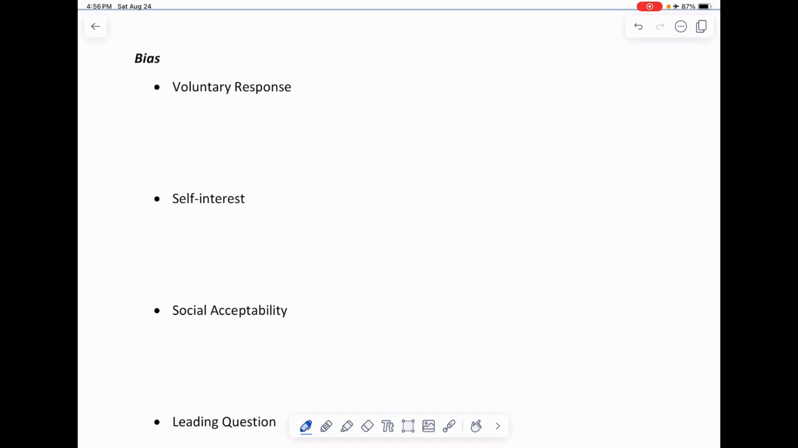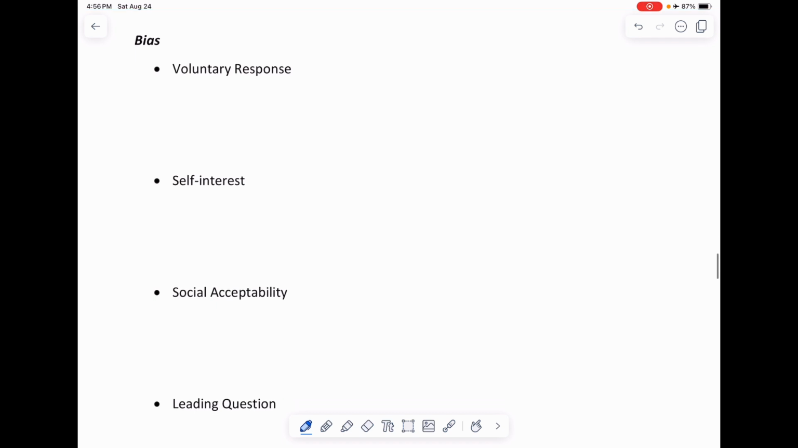So bias, I'm not going to really write too much down here. I'm just going to kind of talk through these. They're pretty, I think, self-evident by their names. We talked about voluntary response already. This is where people can choose to respond. Again, the issue is if I have a certain characteristic of people within that group who don't respond, I'm not going to get necessarily the cross-section of data that I was looking for.